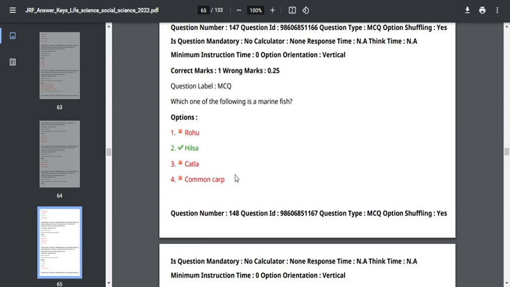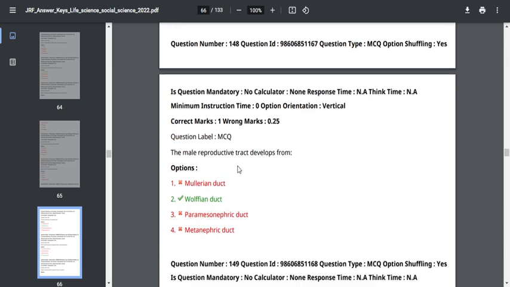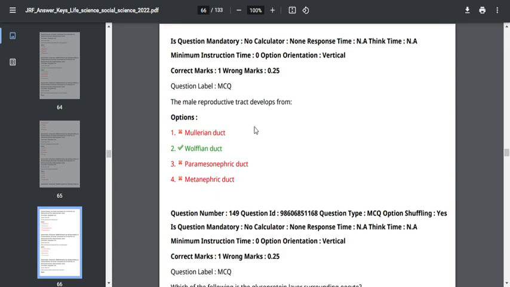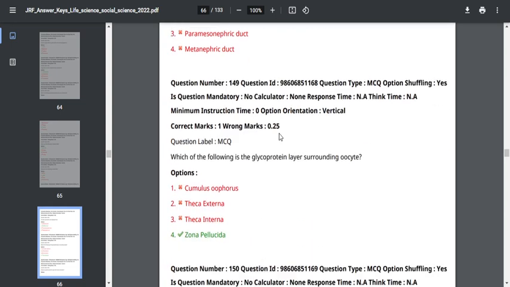Which of the following is a marine fish? It is Hilsa. Okay, Hilsa is a marine fish. It is an export quality fish and a costly fish which you can find in the Bengal areas. The male reproductive tract develops from the Wolffian duct. The other name of the Wolffian duct is the mesonephric duct. It gives rise to male reproductive structures like vas deferens and seminal vesicle. Whereas the Mullerian duct, the other name is paramesonephric duct, gives rise to female reproductive structures like fallopian tubes and uterus.